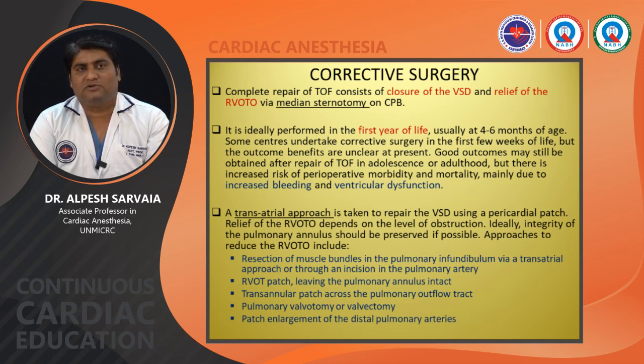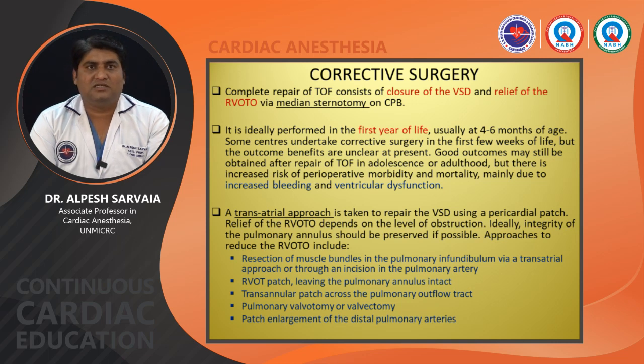The first approach is resection of the muscle bundle in the pulmonary infundibulum via the transatrial approach or through an incision in the pulmonary artery. The second is the RVOT patch, leaving the pulmonary annulus intact; this is valve-preserving surgery. The third is the transannular patch across the pulmonary valve, which relieves the valvular outflow tract obstruction. The fourth approach is pulmonary valvotomy or valvectomy.